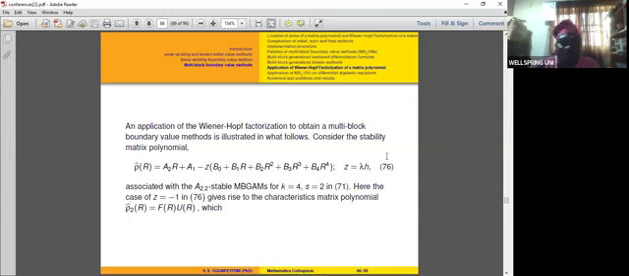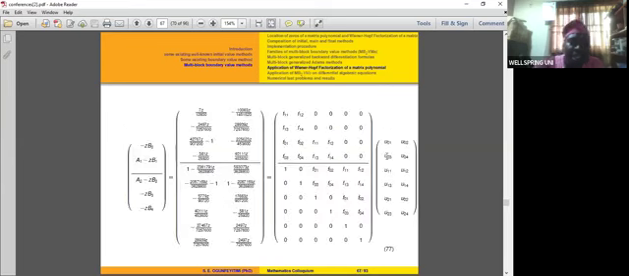Then the application of Wiener-Hopf factorization to obtain a multi-block boundary value method. We want to use the case study of k equals 4 of the multi-block generalized Adams method, where s equals 2. Here, we fix our z equals -1. We can pick any value, but we just want to use -1 so that we can have a precise value, because if you use a complex number, it will take longer before the result comes out. So we test run it with -1 in 76, giving rise to the characteristic matrix polynomials F of r and U of r, which are given here.